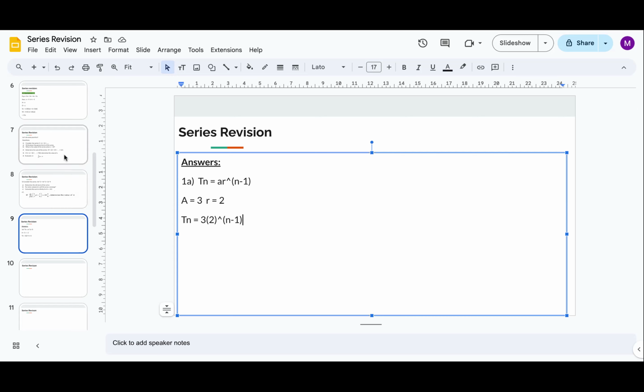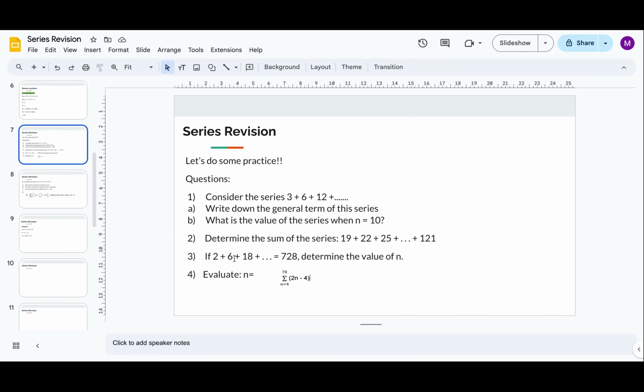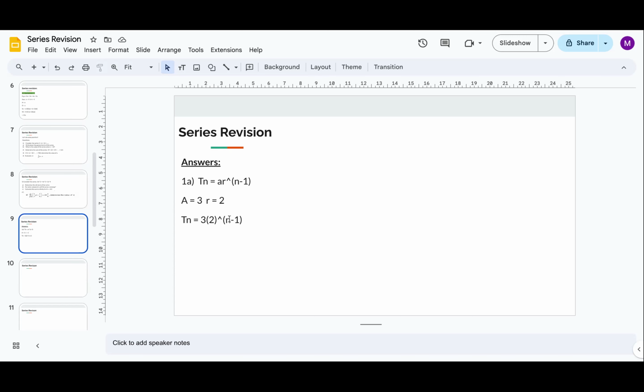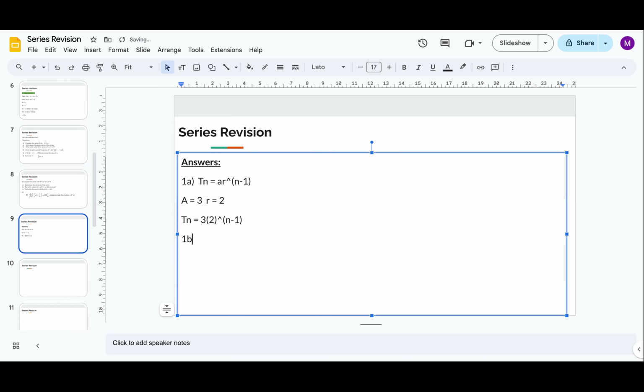Now, the second question asks me, right, what is the value of this series when n is equal to 10? Now there's a mention of a series, so we bring in our Sn formula. So they want to know, what is the value of our series when n is 10? In other words, if we're summing over 10 terms, so term 1 plus term 2 plus term 3 plus term 4 all the way to term n, if we added up all those terms, what would the value of our series be? Okay, so this is question 1b.